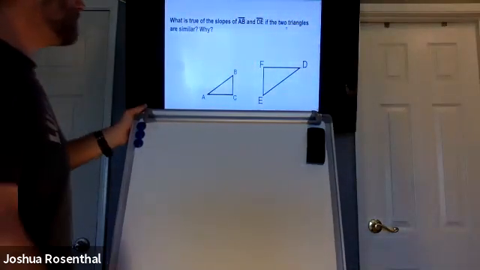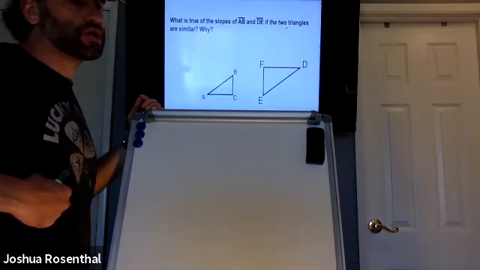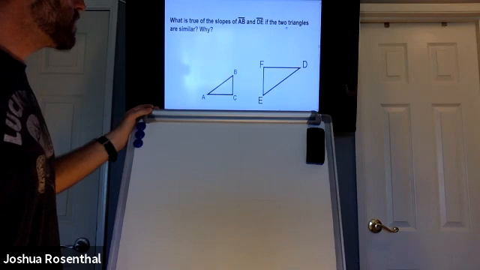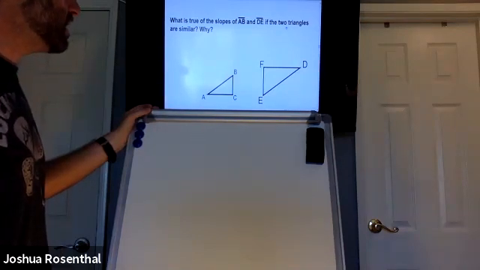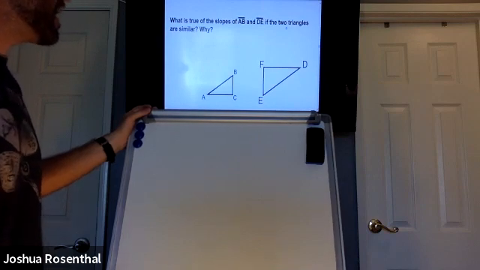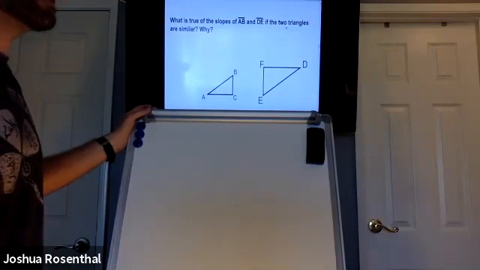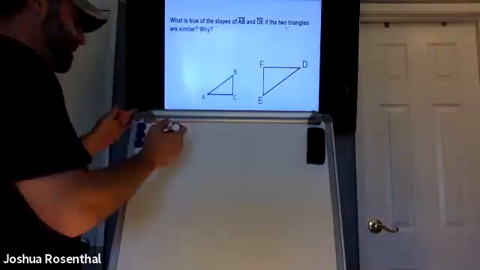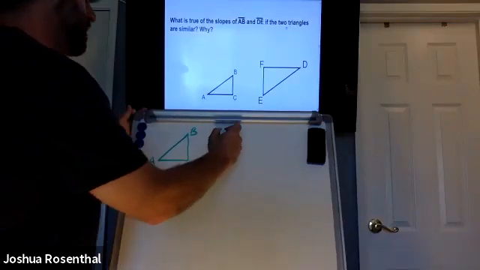Okay, what is true of the slopes? This is a weird, interesting question, but what is true of the slopes of segment AB and segment DE if the two triangles are similar? And then explaining why is important here. You're not going to get any credit at all unless you give me the why. The slopes are the same. Why would they be the same? The angles are congruent, so the slopes are the same. Oh, that's an interesting way to say it.